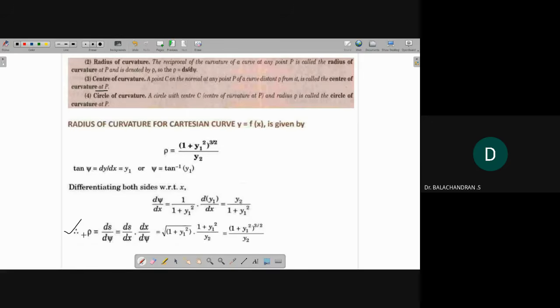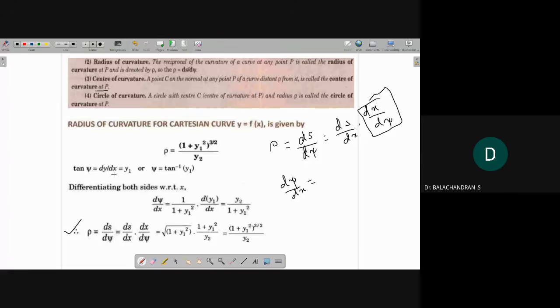First you should write rho. What is rho? It is ds by d psi, that is the definition of rho. You can write this as ds by dx times dx by d psi. First, I am going to find dx by d psi, so instead I am going to find d psi by dx.